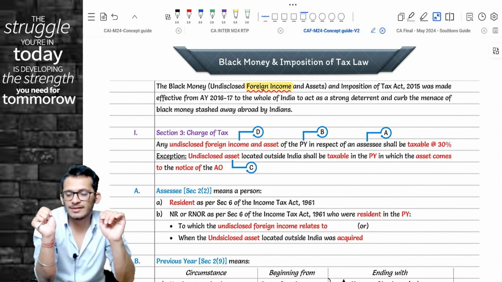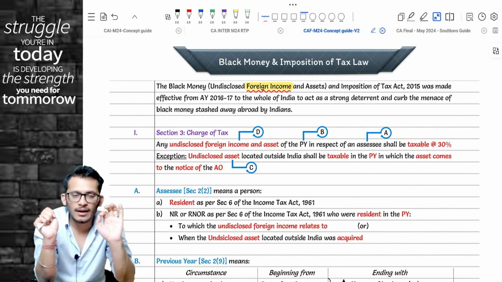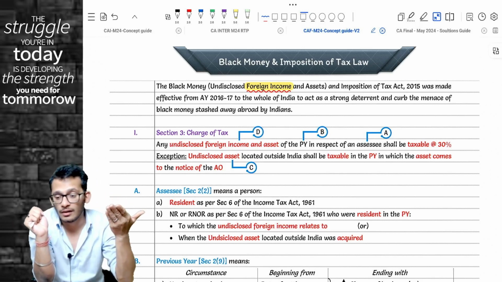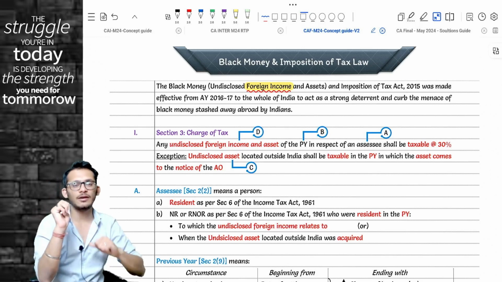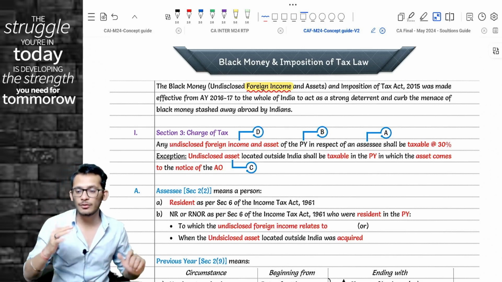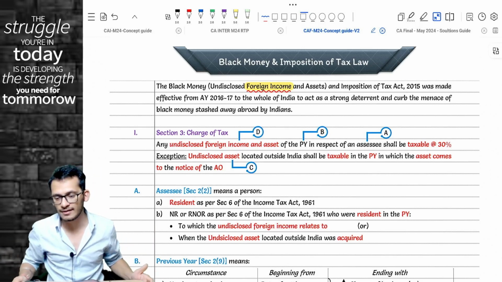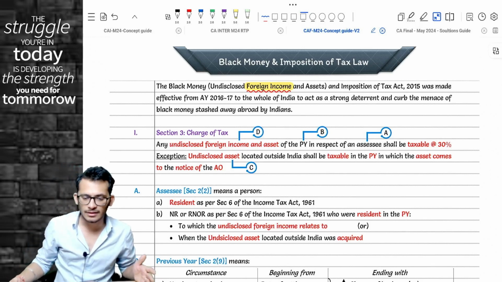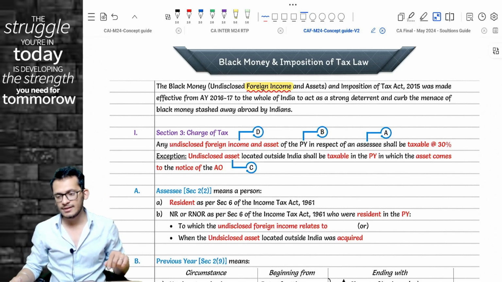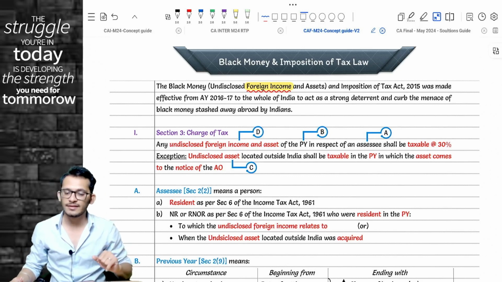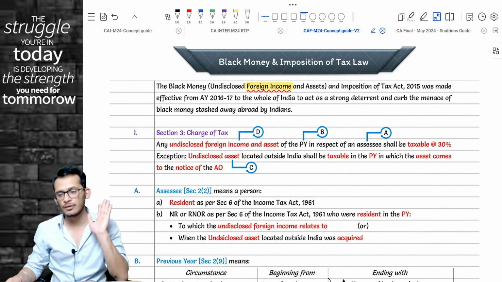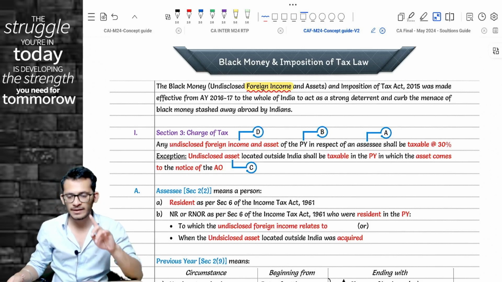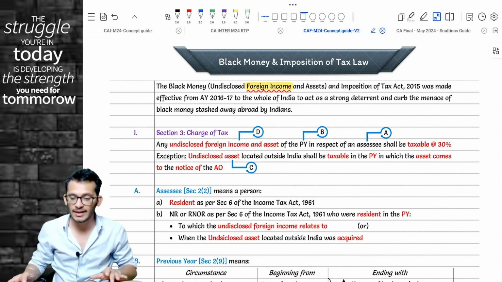Yes. Now, since we are starting a new act, we will start in the same style as we did the old act. In the Income Tax Act, how do we always start? We always start with something called the mother section, which is nothing but the charging section. Let's read the charging section. It's a 3-line charging section. We will break it down one by one. The charging section is section number 3 under the Black Money Act.